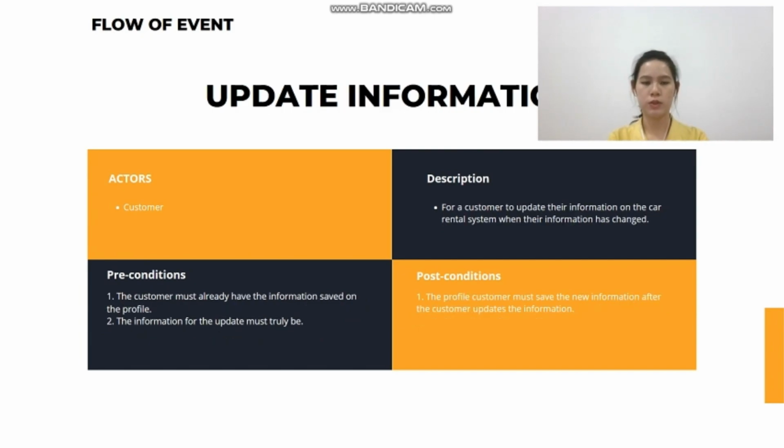For the update information, the customer can update their information on the current system when their information has changed. The precondition is the customer must already have the information saved on the profile, and the updated information must be true. The post condition is the customer profile must save the new information after the customer updates the information.